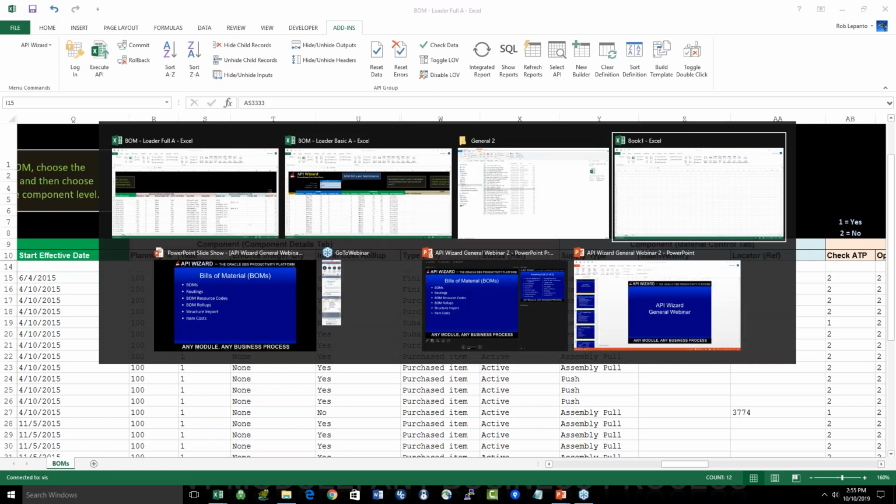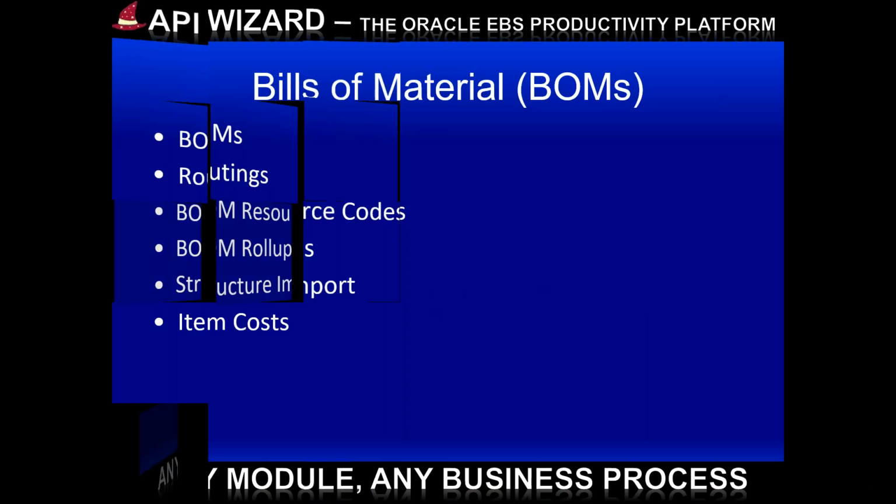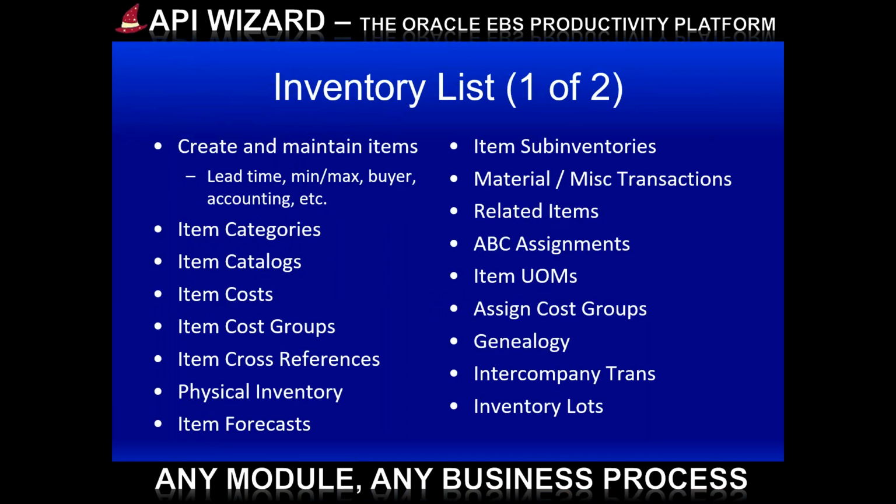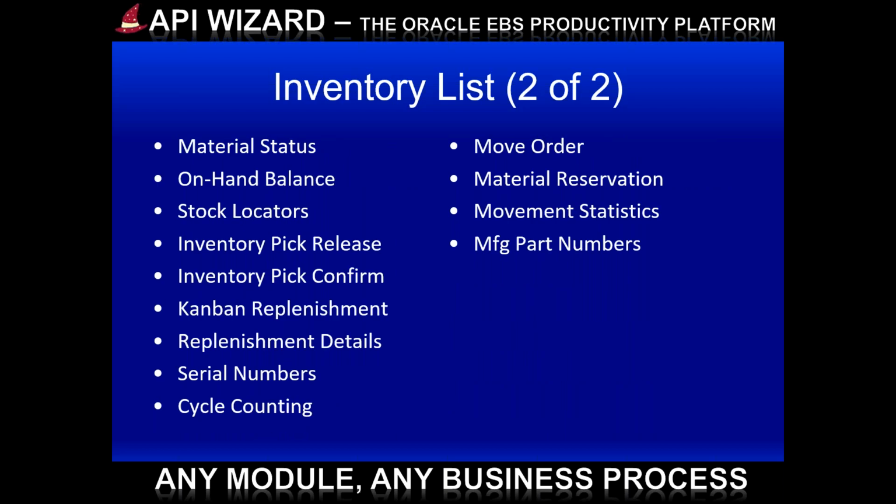Okay, let's move along because time is winding down, believe it or not. Inventory. There's a ton of stuff that you can do in inventory. I can't even read all of this, but you can create and update items, item categories, item costing, item cross-references, physical inventory information. There's actually 2 slides for this. You can do stock locators, material transactions, the whole thing. There's so much you can do in inventory.